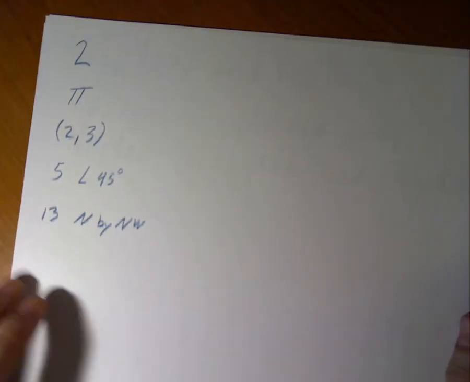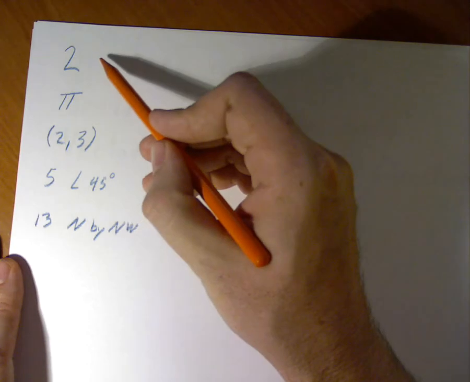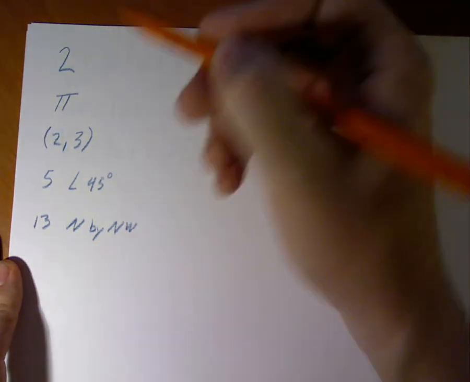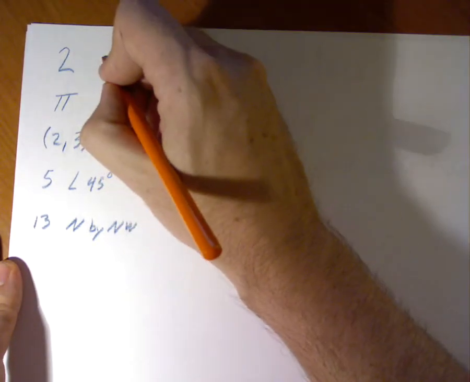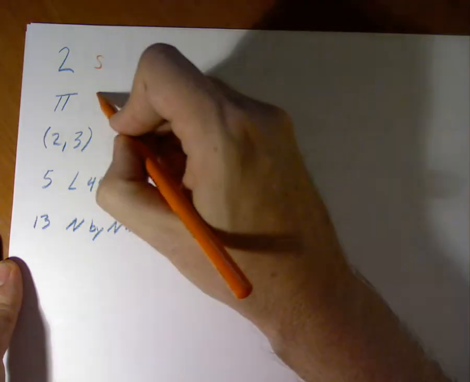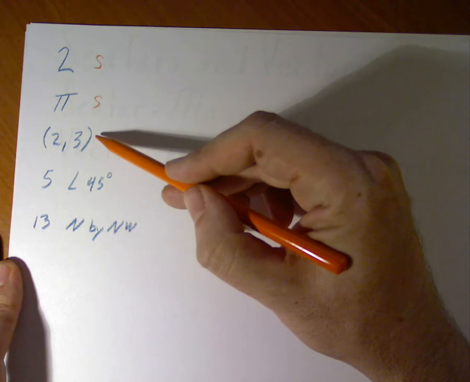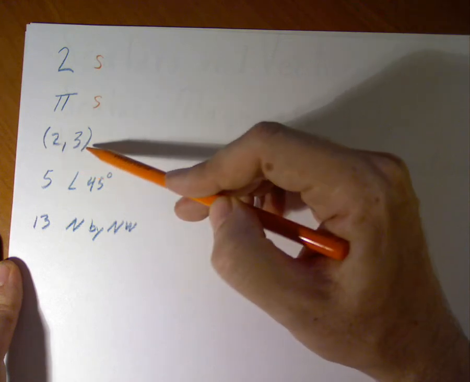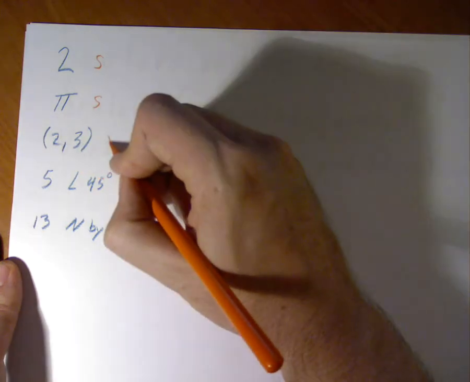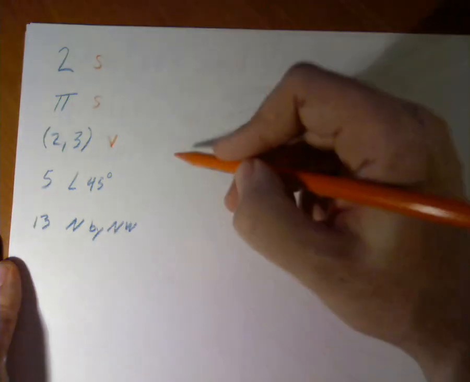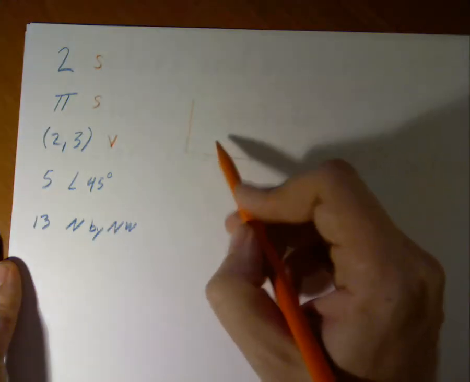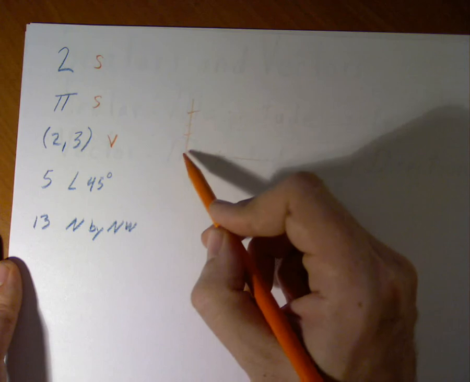A few more examples. The number 2, vector or scalar? Answer me. You gotta think this through before I say it. This is a scalar, it's just a number. Likewise, pi, just a number. A coordinate, like 2, 3, that is a vector. We can denote it with an arrow, 2 over 3 up.